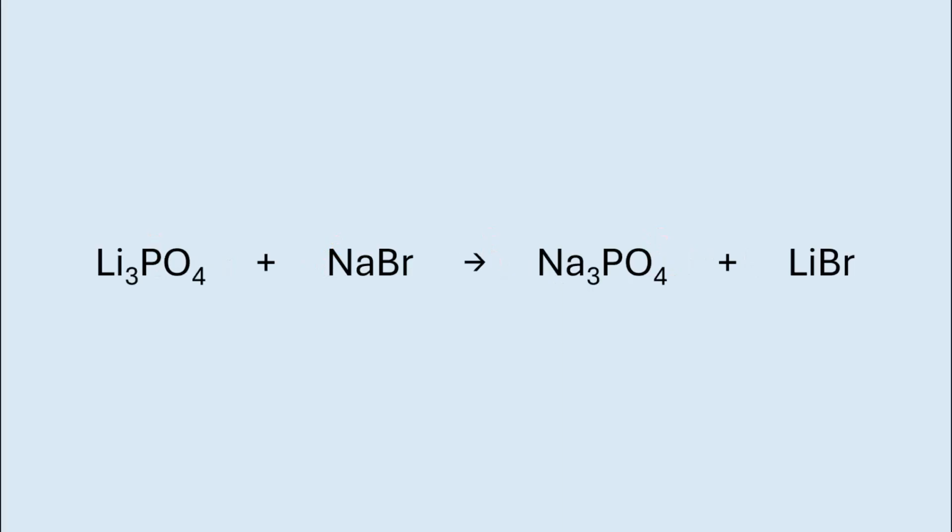Final equation. Let's start with lithium. From the lithium phosphate, we need 3 lithiums. At the end as products, lithium bromide only uses 1. Let's have 3 lithium bromide molecules. So lithium is now balanced.